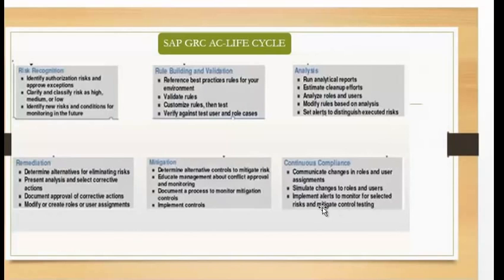In this phase, we simulate changes to roles and users, and we actually use the software AC, which is the access control software RAR, to actually see the ongoing risks and how to control the risks and how to do effective testing and control. So this basically talks about the different phases of a GRC access control lifecycle.